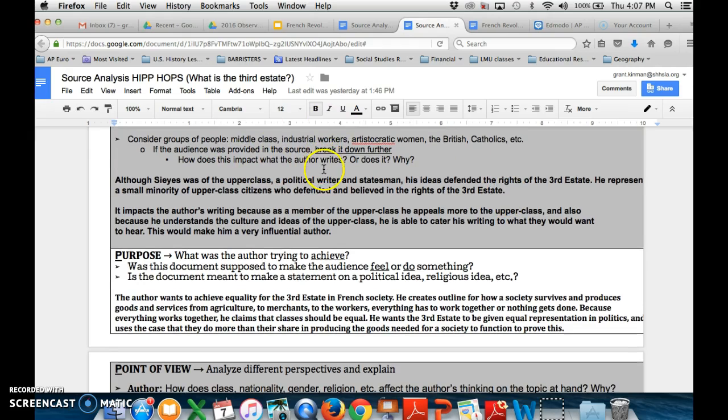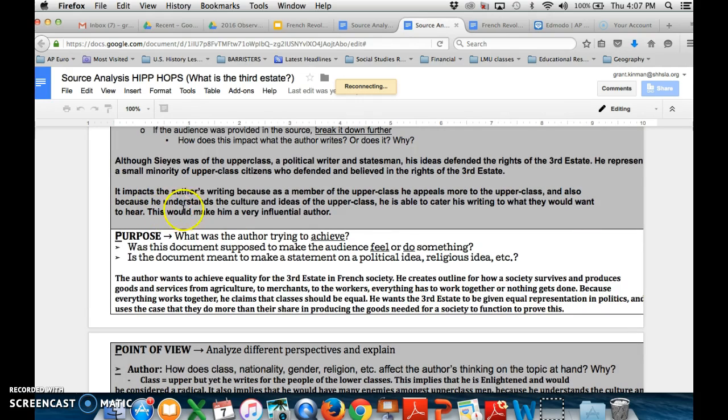And then how does this impact what he writes? Well, it impacts the author's writing because if he's a member of the upper class, he appeals more to the upper class, right? He holds more sway. If you're a member of a basketball team and you're talking about basketball, you have more authority than somebody who's never played basketball. So because he knows the group well, he's going to have more appeal here. And also because he understands the culture and ideas of the upper class, he's able to write the way they'd want to hear it. So this would make him very influential, right?